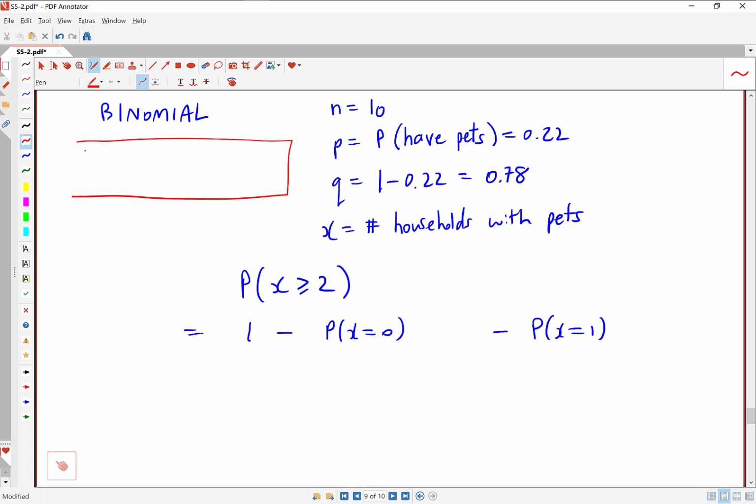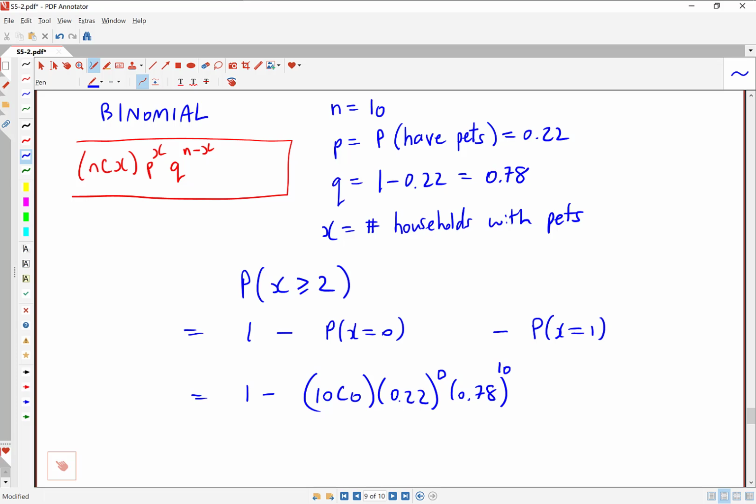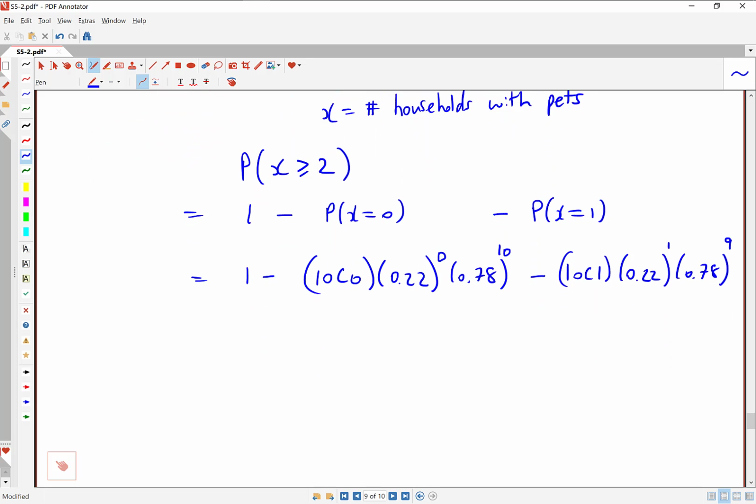Good, so now we're ready to do our calculation, and I think I'll write our formula just up at the top of the screen here. nCx times p to the x times q to the n minus x. So we're going to go 1 minus 10C0 times p to the 0 times q to the, well, exponents are going to add up to n, which is 10. So that's going to be 10. And then we're going to go minus 10C1 times 0.22 to the 1 times 0.78 to the 9. Exponents are going to add up to 10 in each case.